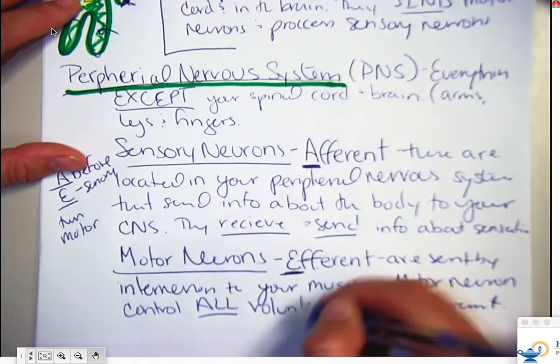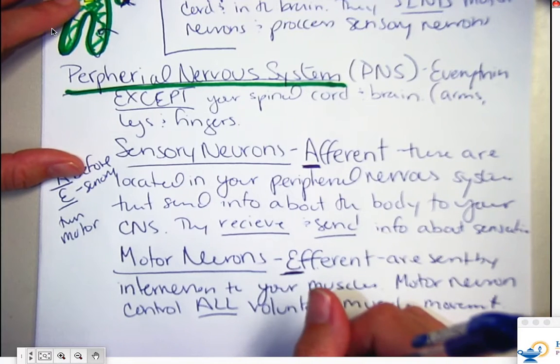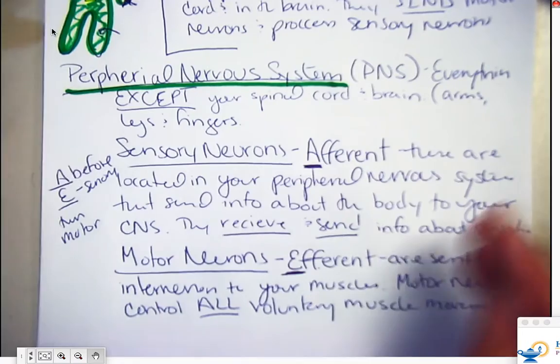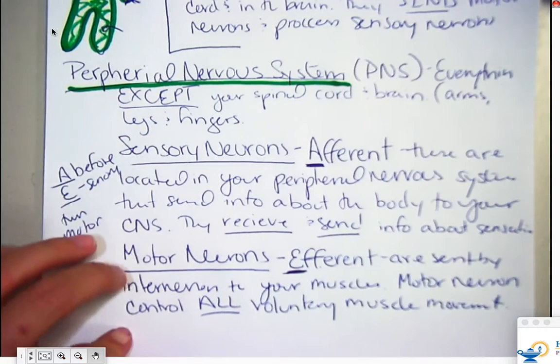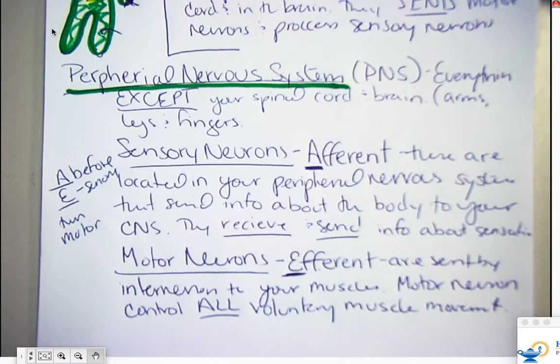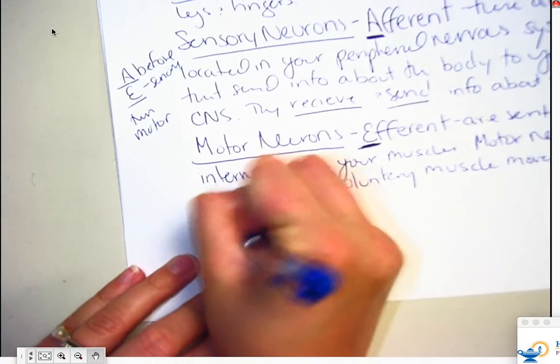Anytime, like right now you're writing, what neurons are you using? Motor neurons, also known as efferent. Everyone's clear on the difference between sensory and motor neurons? Afferent and efferent. A before E. The message has to get to your brain before you can respond. Okay? Alright, your next one is reflexes.